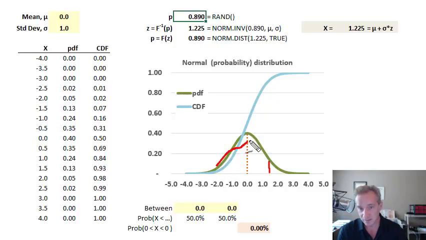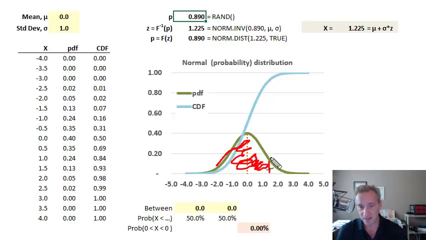Meaning what? Meaning that the area under the curve to the left of that quantile is 89% of the area under the total PDF, which by definition is 1 or 100%. So put another way, if this characterizes a random variable, then there's an 89% chance that this value will be 1.225 or less. Right? That's the value of the inverse cumulative distribution function.